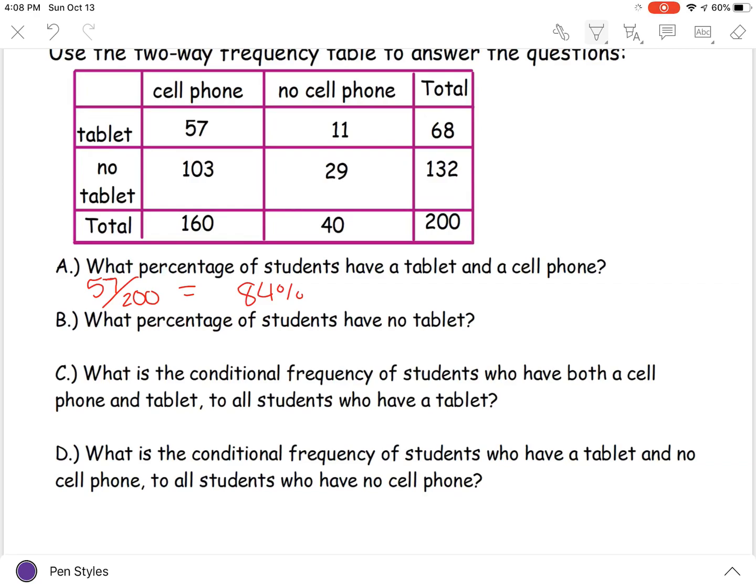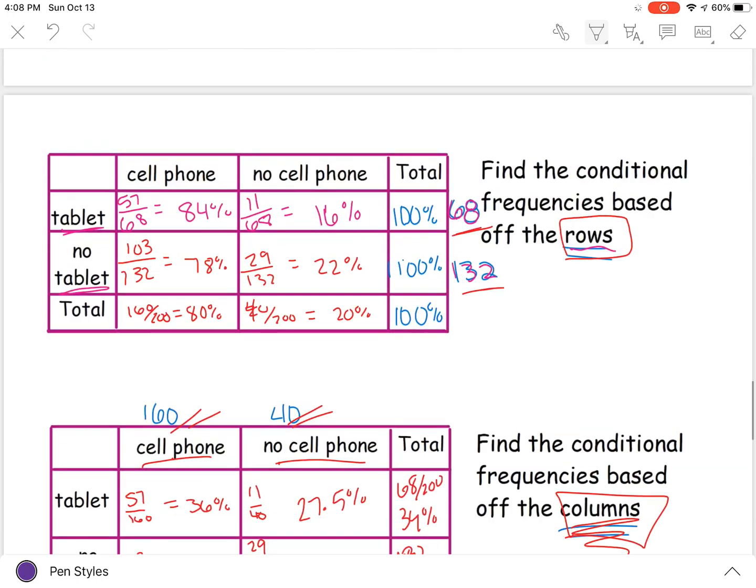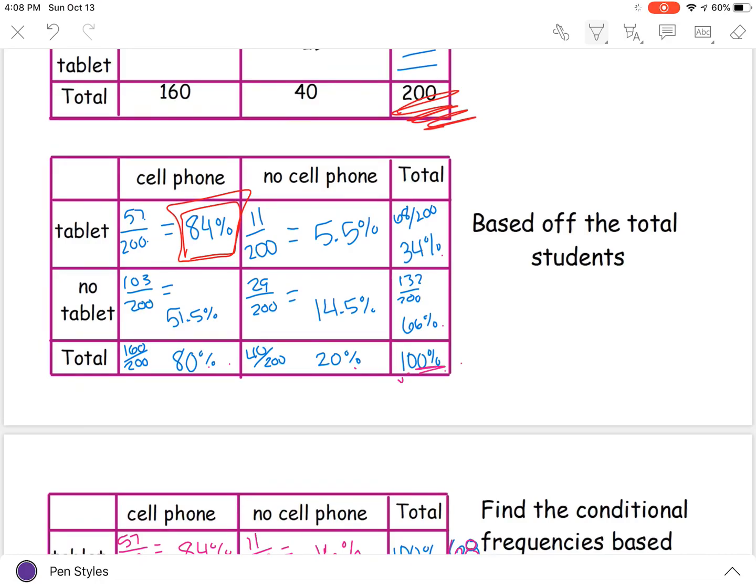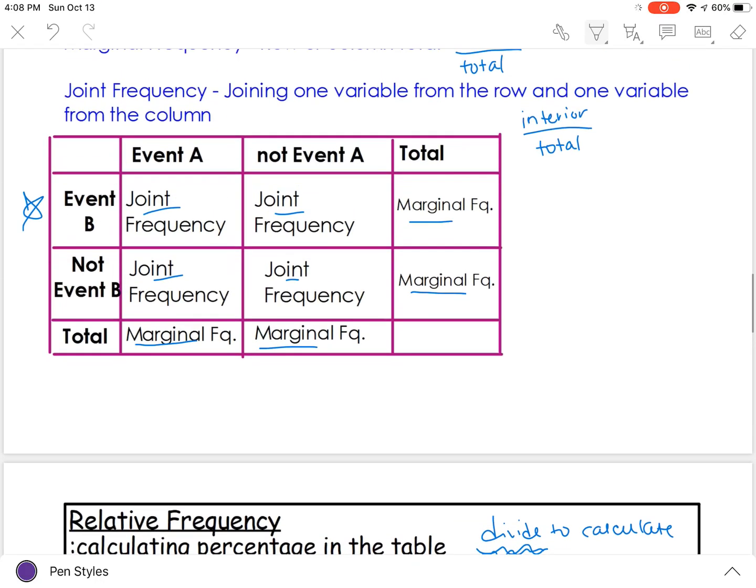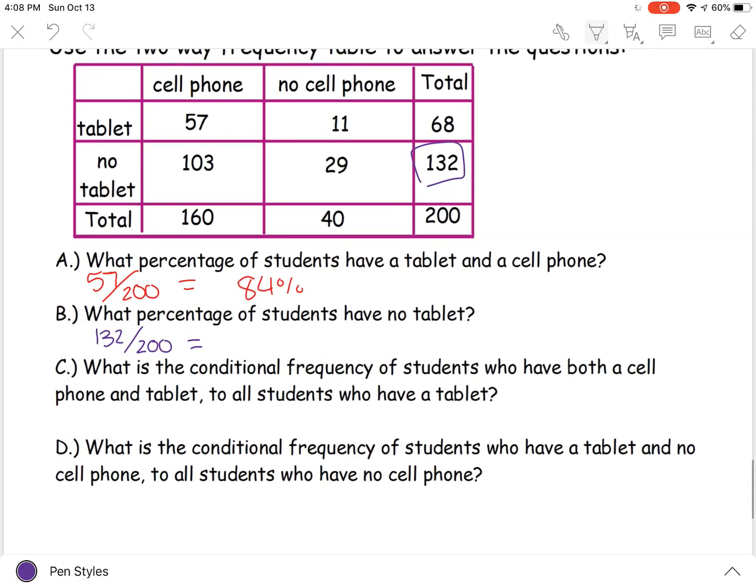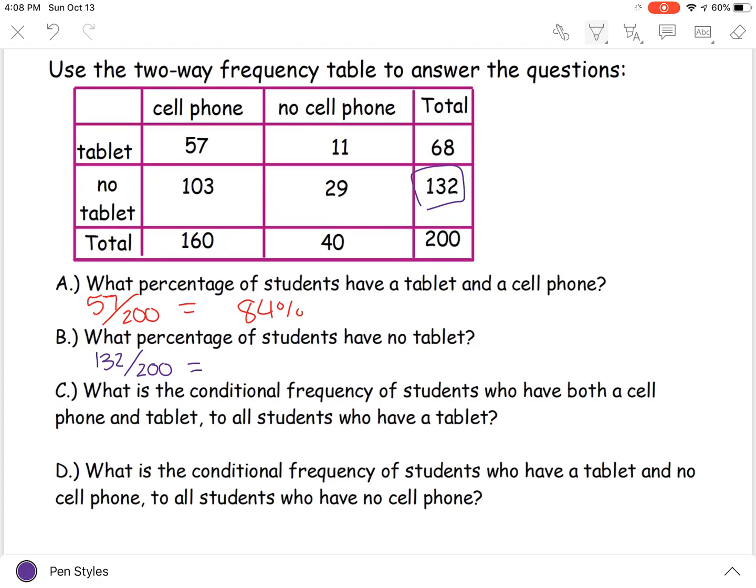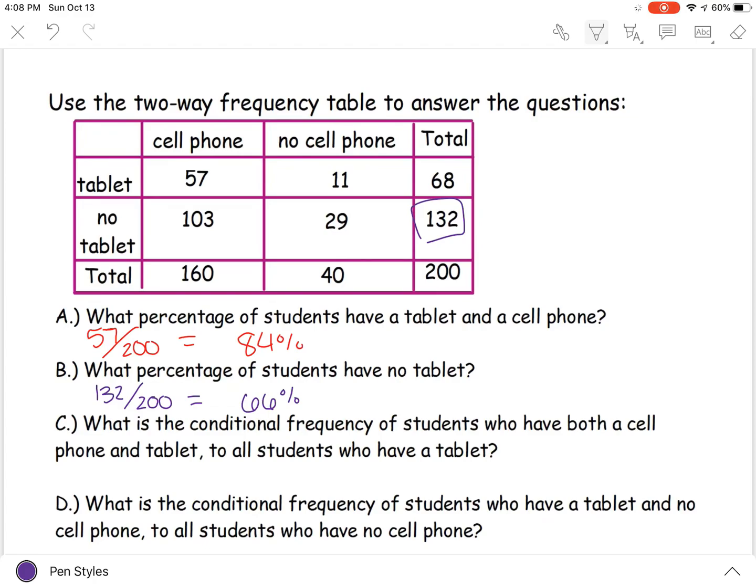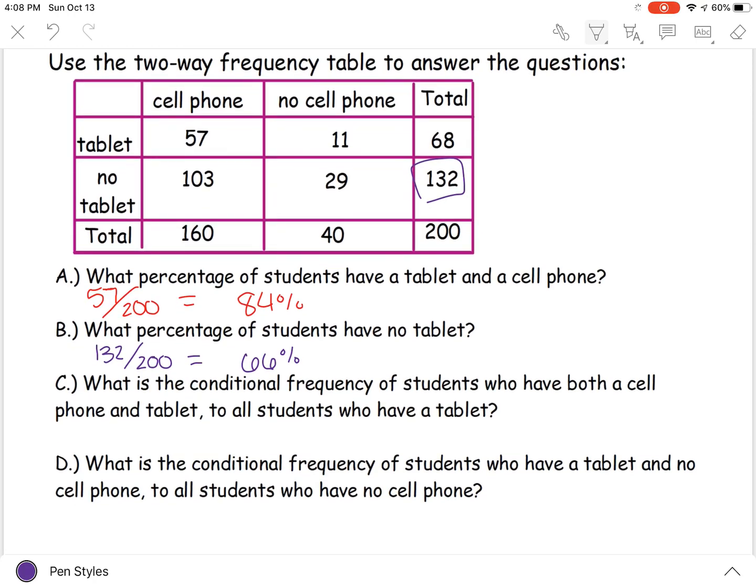Letter B, what percent of students have no tablet? So again, what percent of students? We're talking about overall. So our no tablet, we have a total of 132 students have no tablet divided by that overall total of 200. And again, we already found that percentage. That would be 66% of students have no tablet. So when we take 132 divided by 200, again, that's our 66% of students have no tablet. So notice how we already have answered these questions. We're just reading our table to answer them specifically.